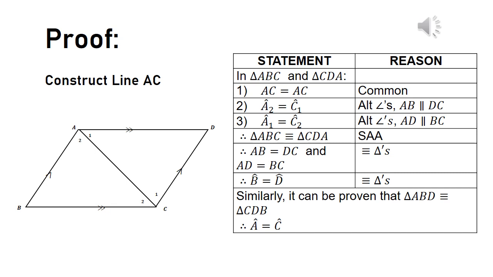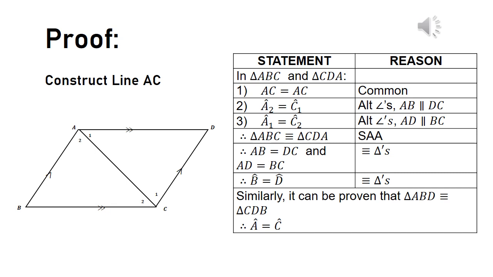So therefore we have three reasons. We have a common side and we have two angles, so we can prove that triangle ABC is congruent to triangle CDA, and our reason would be side angle angle. Now because our two triangles are congruent, in other words identical, it means that all three sides of the one triangle are equal to all three sides of the other triangle. It means that all three angles of the one triangle are equal to all three angles of the other triangle.